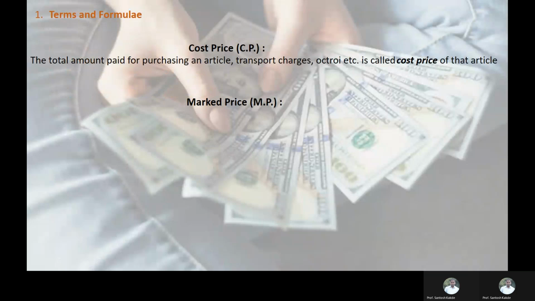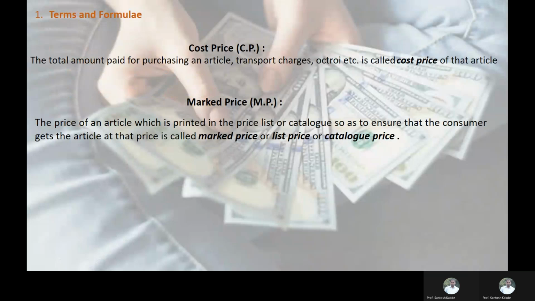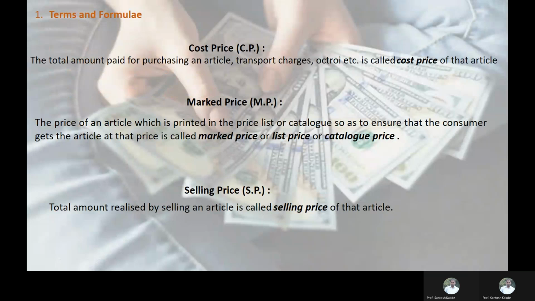Now, what is mark price? Mark price, the price of an article which is printed in the price list or catalog so as to ensure that the consumer gets article at that price is called mark price or list price or catalog price. These all terms are equivalent, which are mark price, list price, or catalog price. So let us see selling price. Total amount arised by selling an article is called selling price of that article.